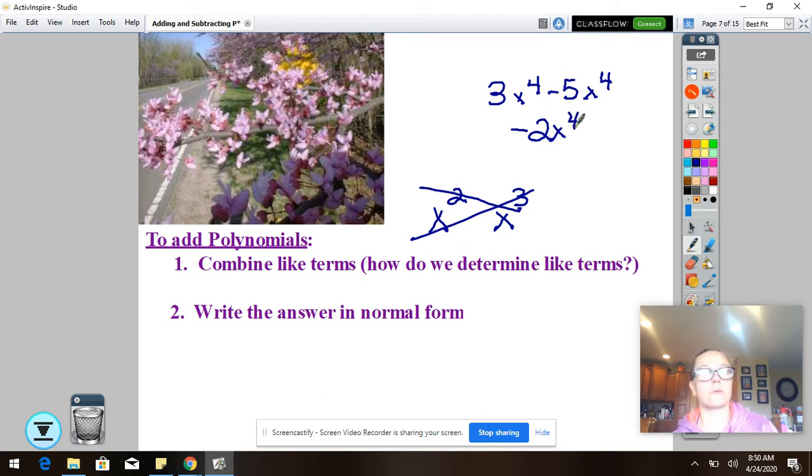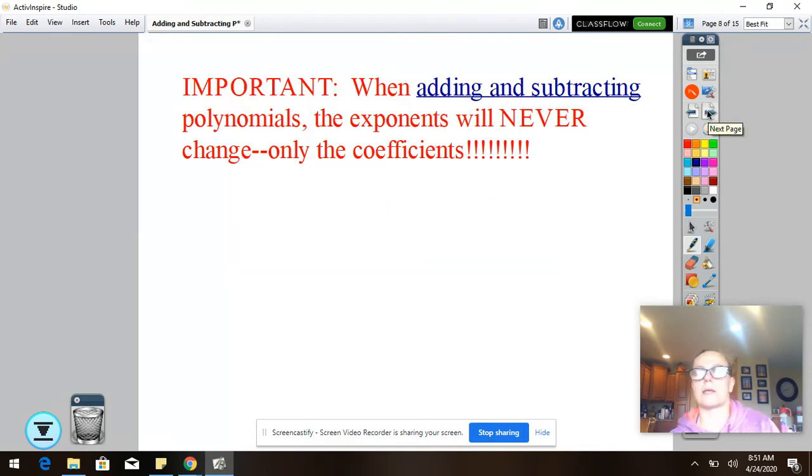And the big thing you have to remember: don't change the exponent. Because again, when we are adding and subtracting like terms, we just are working with the coefficients. The variable and the exponent stay the same. And always, last but not least, you need to make sure your answer is in normal form. So, like I said, we're only going to change the coefficients, never the exponents.